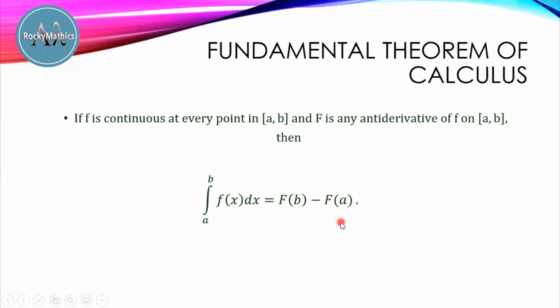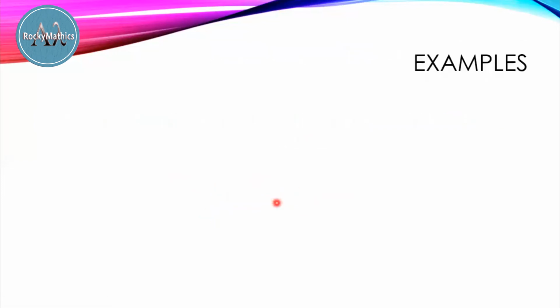So we have here illustrations or examples to clearly understand this fundamental theorem of calculus, or to apply it. First example, evaluate the definite integral of 5x dx evaluated from 1 to 5. So all we have to do is to find the antiderivative first.